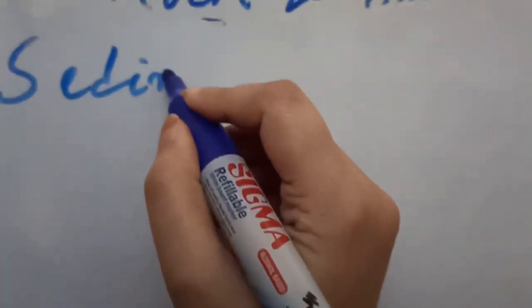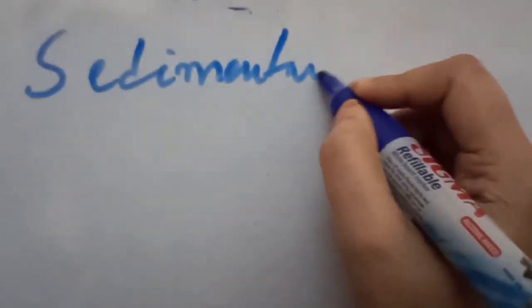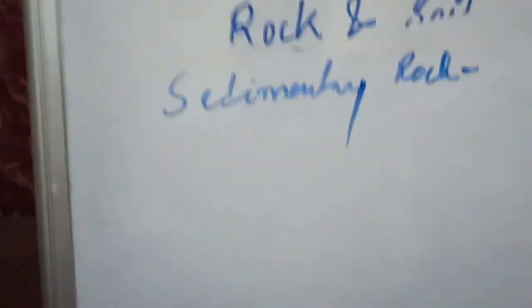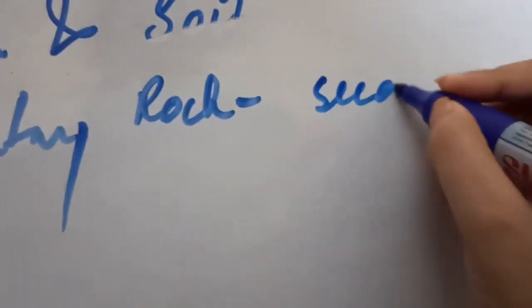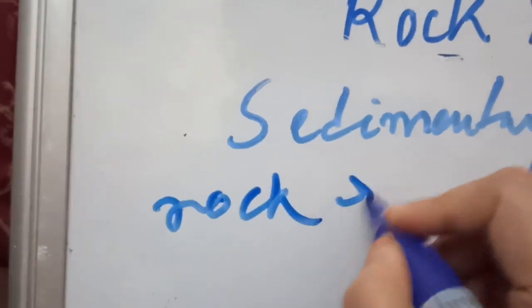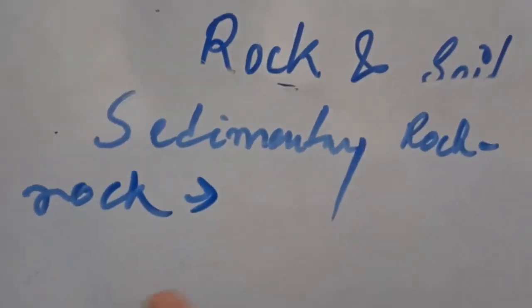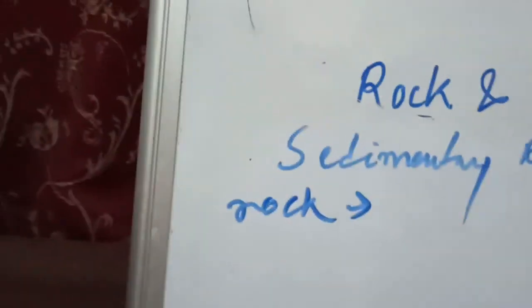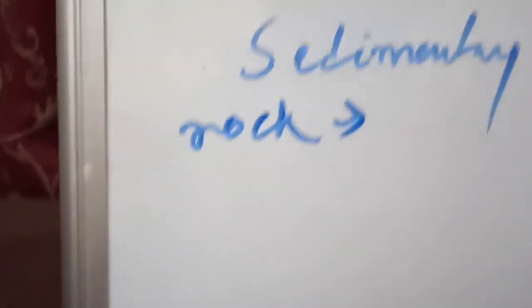Next is the sedimentary rock. The sedimentary rock is also known as the secondary rock. The reason it is known as the secondary rock is because it is formed next to this primary rock, or next to this igneous rock.